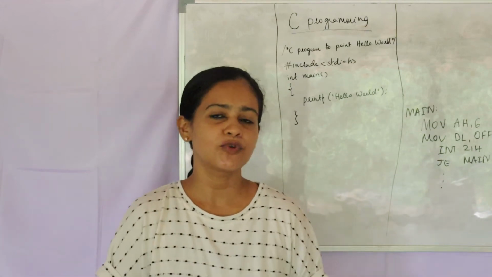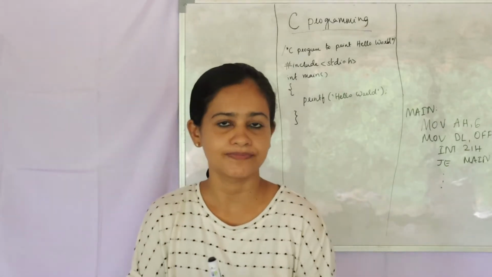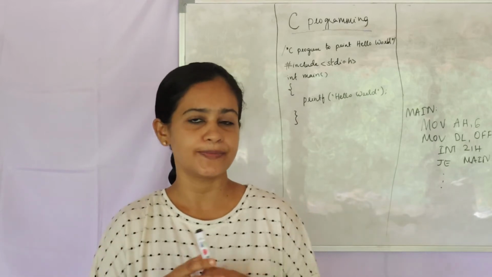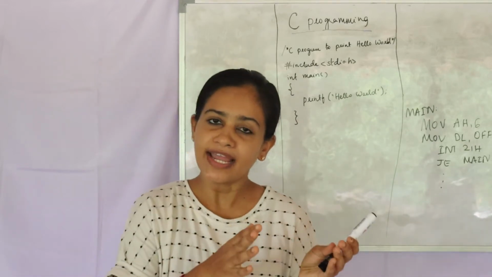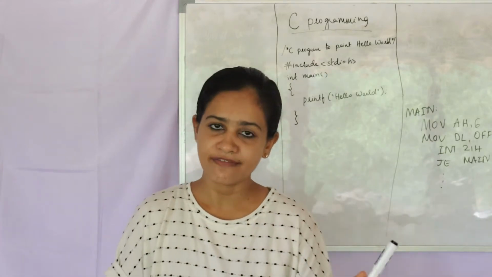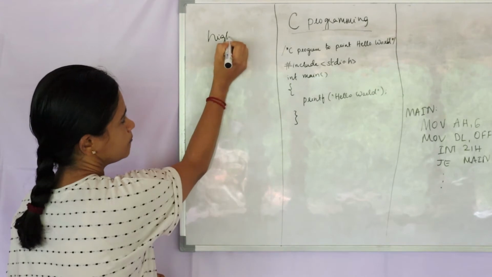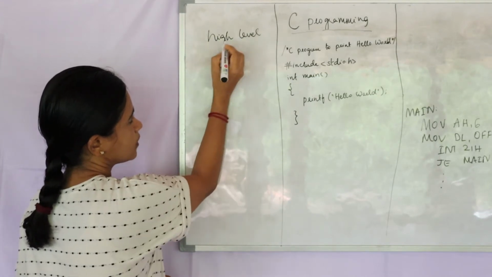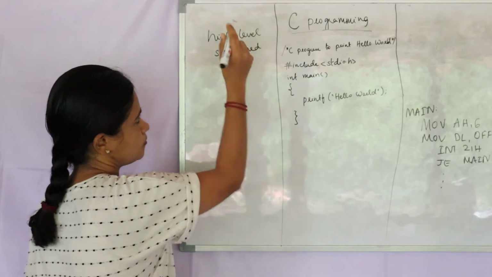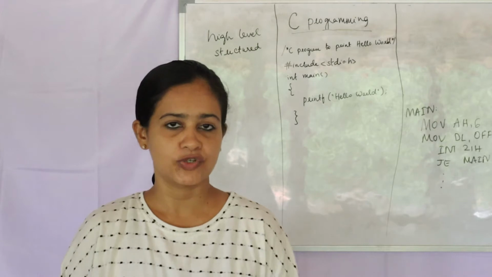In this video, I'm going to take you through the basics of C programming. Let's first understand what kind of a language C is. C is a high-level and structured programming language. It is high-level and structured. What do I mean when I say C is a high-level language?